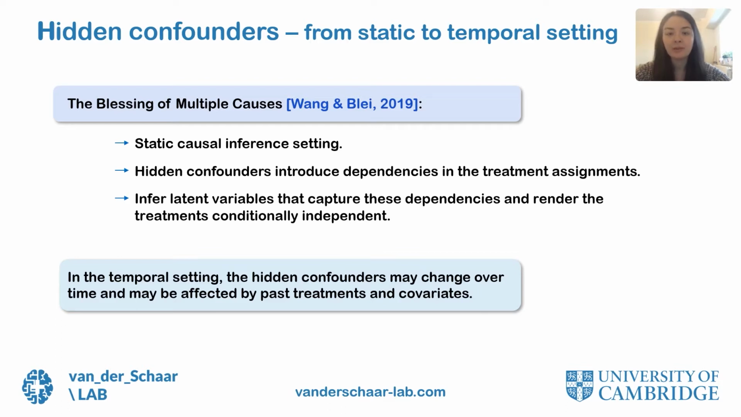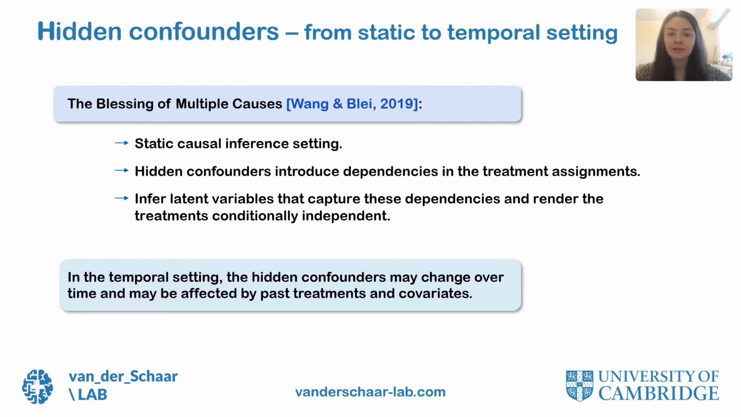They developed a theory for deconfounding, which means adjusting for the bias introduced by the existence of hidden confounders in observational data in the static causal inference setting, and they noted that the existence of multiple treatments makes this task easier. In particular, they observed that the dependencies in the assignment of multiple treatments in the static setting can be used to infer latent variables that capture these dependencies and render them conditionally independent.